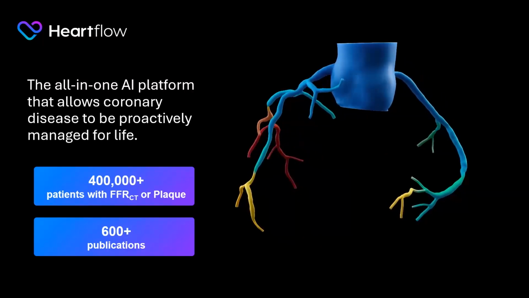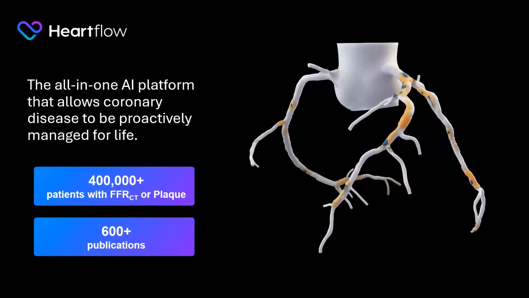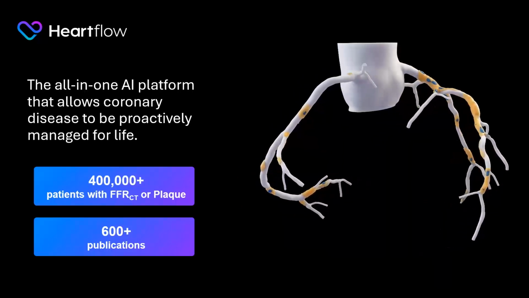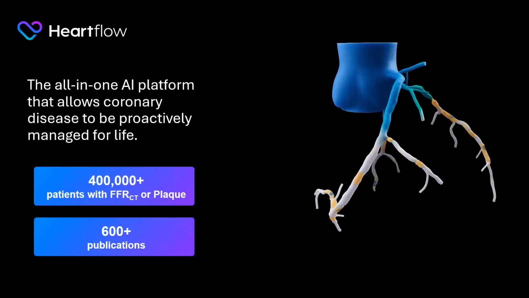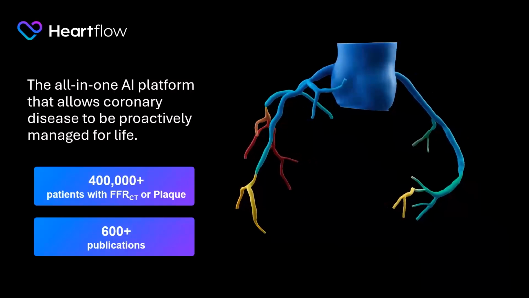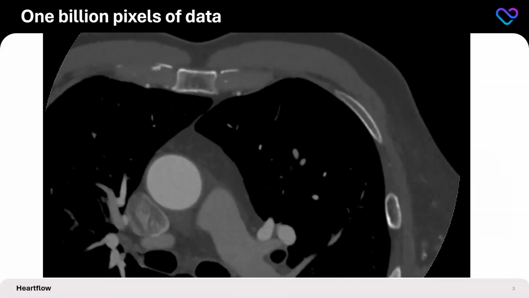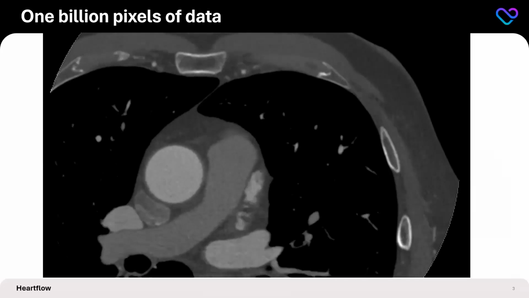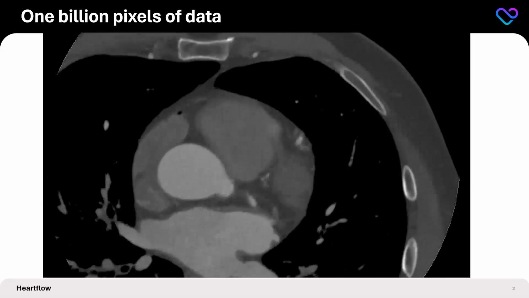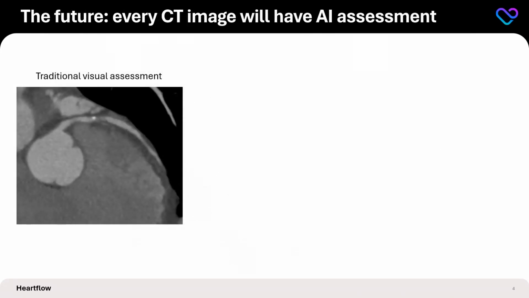I'm going to talk about a couple key themes with this. As we've done now over 400,000 patients with FFRCT and plaque, the importance of being able to learn from and incorporate real large-scale use into how we improve a product, and then how we also see evidence as being crucial along with the technology. The real opportunity we have here is that there's about 1 billion pixels of data in a typical coronary CT data set. And we can visually see an awful lot, but there's a lot left below the surface only looking at it visually. So the future we see is that every CT image will have an AI assessment with it.